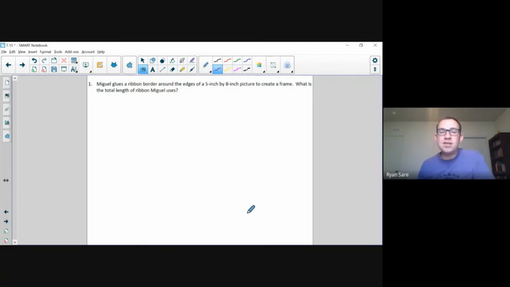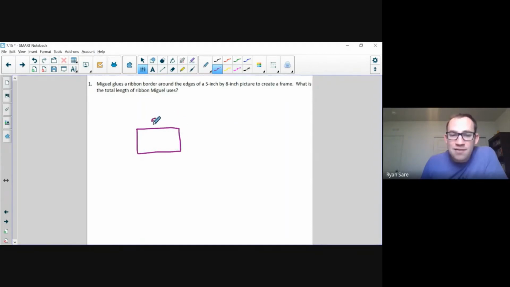Now, on a lot of these, you won't be given a picture, and so you'll have to make your own. So Miguel glues a ribbon border around the edge of a 5-inch by 8-inch picture to create a frame. What is the total length of ribbon Miguel uses? So in this case, we're trying to picture a picture, which they are usually rectangles. And in this case, it's 5 inches.